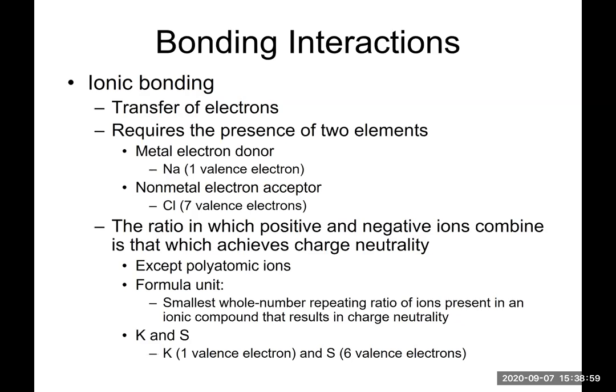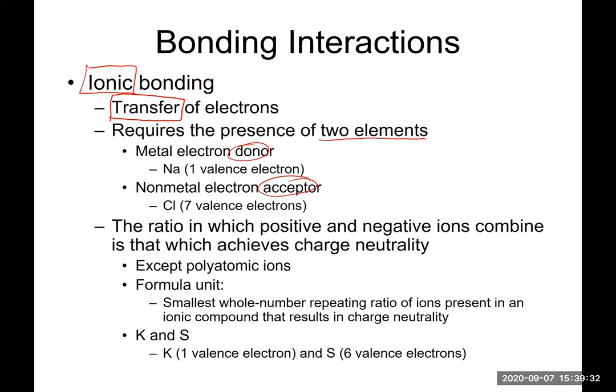In terms of ionic bonding interactions, I just want to keep reiterating, if it's an ionic bonding interaction to form a compound, we're talking about transfer of electrons. Remember, if it's covalent, we're talking about sharing of electrons. Those things need to be pretty much ground into your memory bank. So transfer of electrons is going to require the presence of 2 elements. In order to transfer an electron, you have to have an element that's going to be a donor, and you have to have an element that's going to be an acceptor.